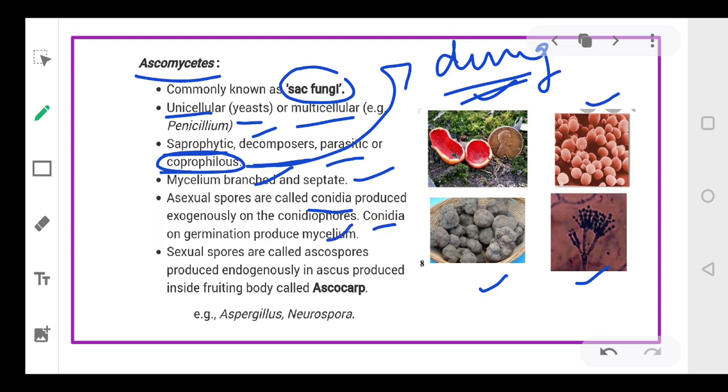Sexual reproduction is by ascospores. They reproduce sexually, and their sexual spores are called ascospores. Okay, dear students? And the fruiting body inside which ascospores are present is called an ascocarp. The famous examples are Aspergillus and Neurospora.